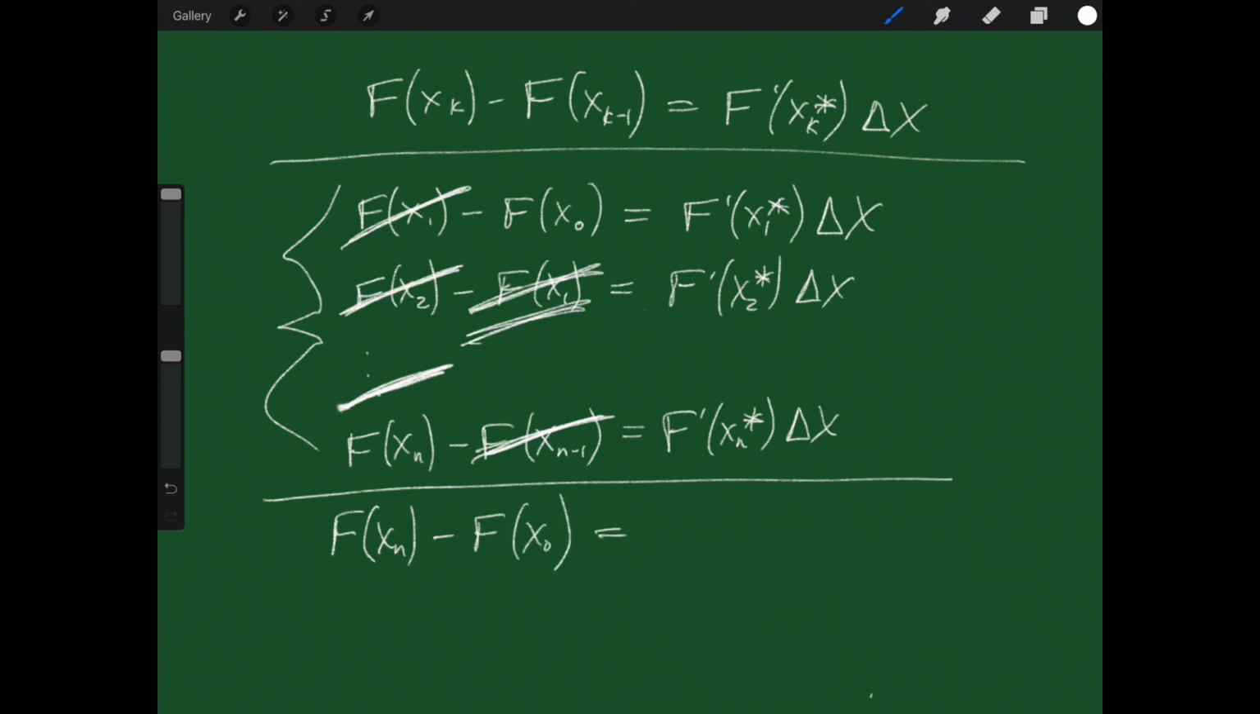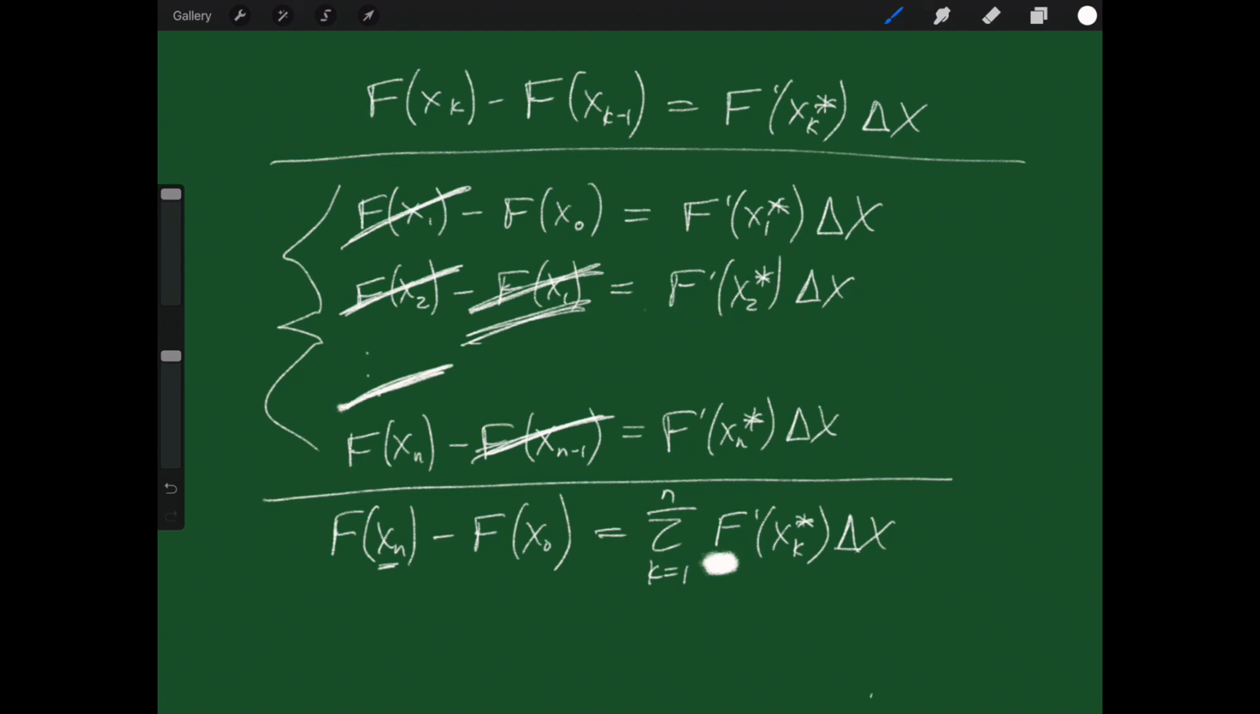And on the other side, I get the sum, k going from 1 to n, of capital F prime of x sub k star times delta x. Now, what is the derivative of big F? It's little f. So these are just little f's. So let's write this again, but let's simplify it even a little more.